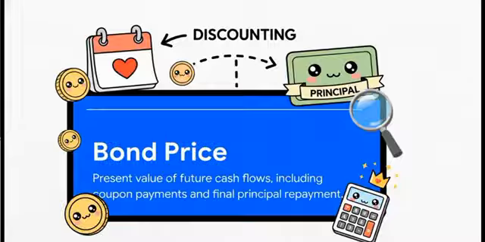When you buy a bond, you're really just buying a stream of future cash flows. You've got the regular coupon payments you receive every year, plus that big final principal repayment at the very end of the bond's life. Now, because those cash flows happen in the future, we have to discount them back to today's value using a required rate of return. Honestly, if you can firmly grasp this single concept, the rest of fixed income becomes incredibly logical.